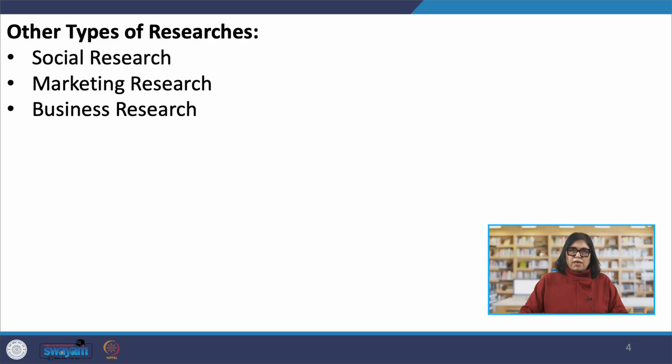Marketing research gathers data to understand customer behavior and market trends to inform marketing strategies, product development, and sales effort. It often uses surveys, focus groups, and market analysis tools. And I have already highlighted business research that analyzes various aspects of business to improve operations, make strategic decisions, and gain a competitive advantage. It encompasses types of market research, financial research, customer satisfaction research, and more.